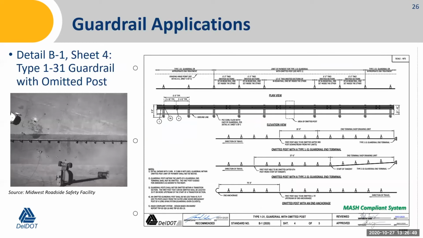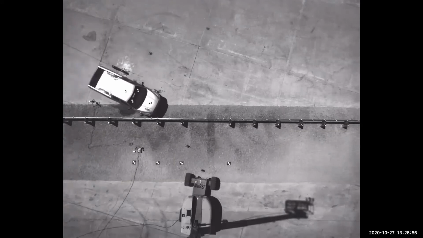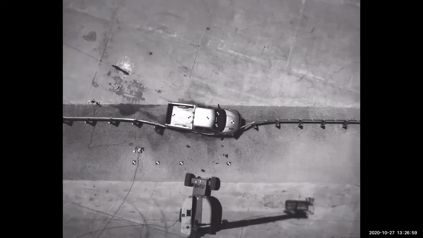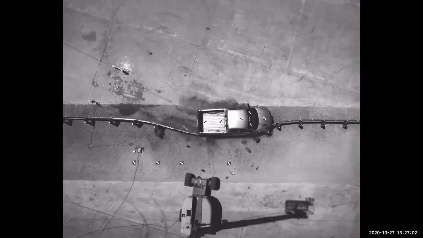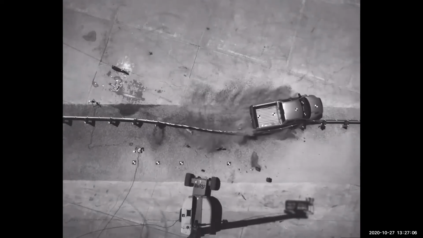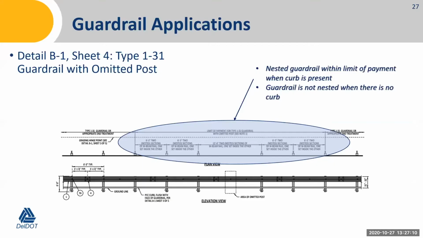Let me show the crash test first. This is just a crash test. This is a good situation if we have a curb opening that we need to span, something small, maybe a utility obstruction underground. We can omit that post in some cases, not in every case. This can be used with and without curb.